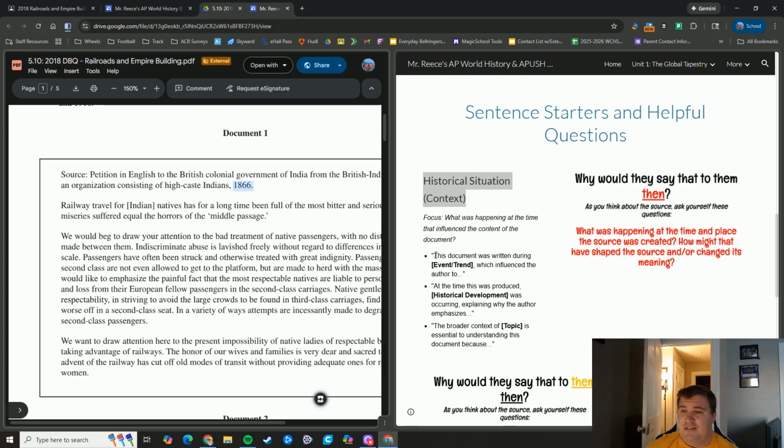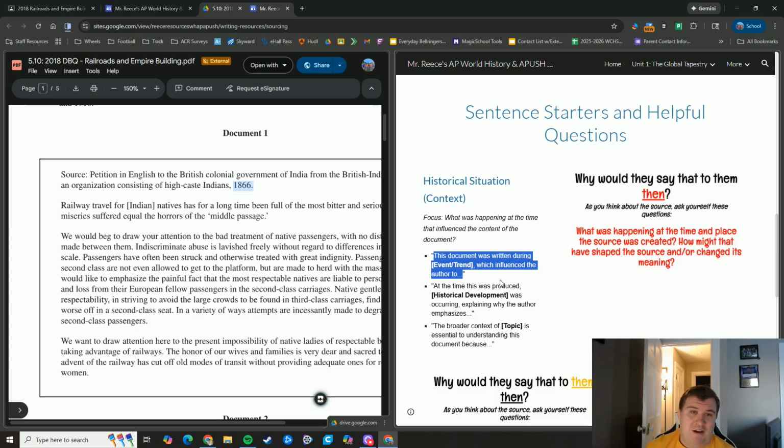And you can use these sentence starters. So I can say this document was written, and I wouldn't say during, I would actually say after the events of the 1857 Sepoy Rebellion, which influenced this author to try to find another way to show that resistance or make the British change their ways of doing things because it's being culturally insensitive to these high caste Indians. And so it's just a way for them to do that.